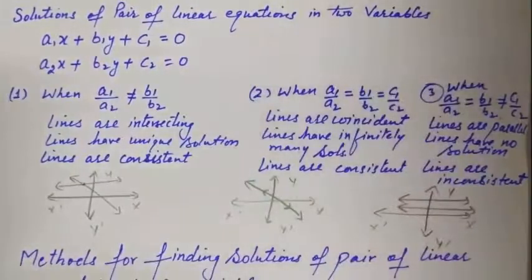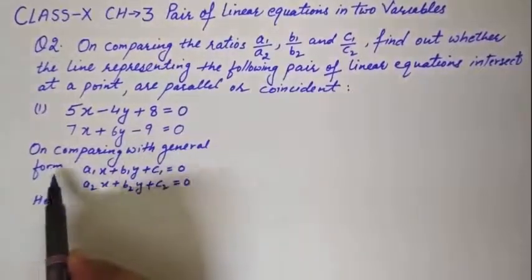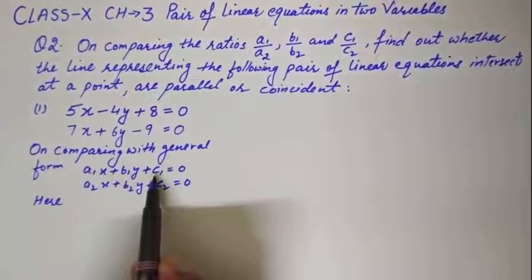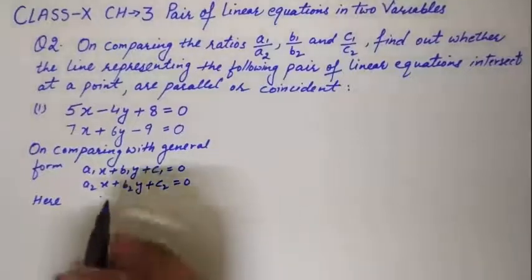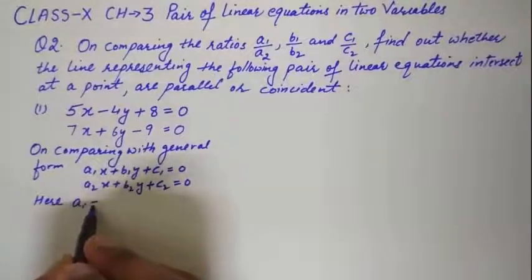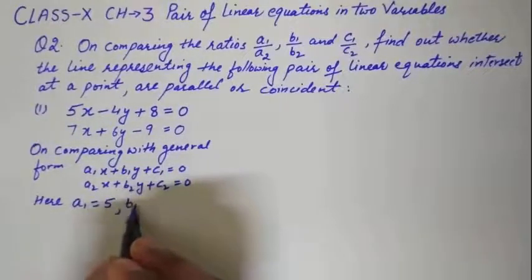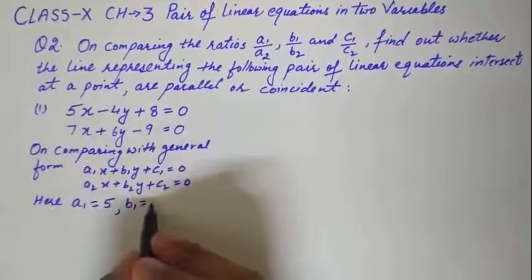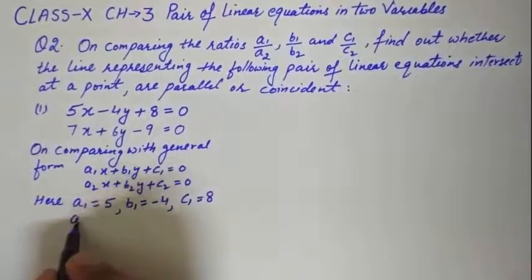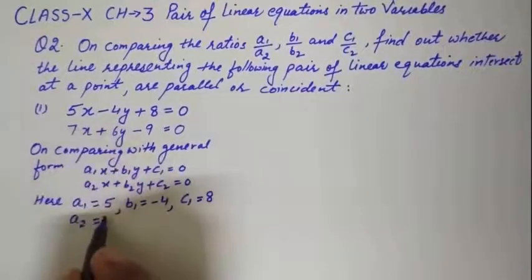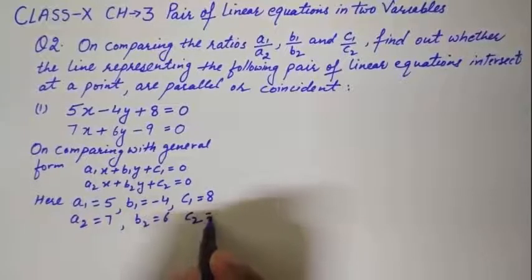So in this question we will write the same. On comparing with the general form a1x plus b1y plus c1 is equal to 0 and a2x plus b2y plus c2 is equal to 0, here a1 is 5, b1 is minus 4 and c1 is plus 8. Similarly, a2 is 7, b2 is 6 and c2 is minus 9.